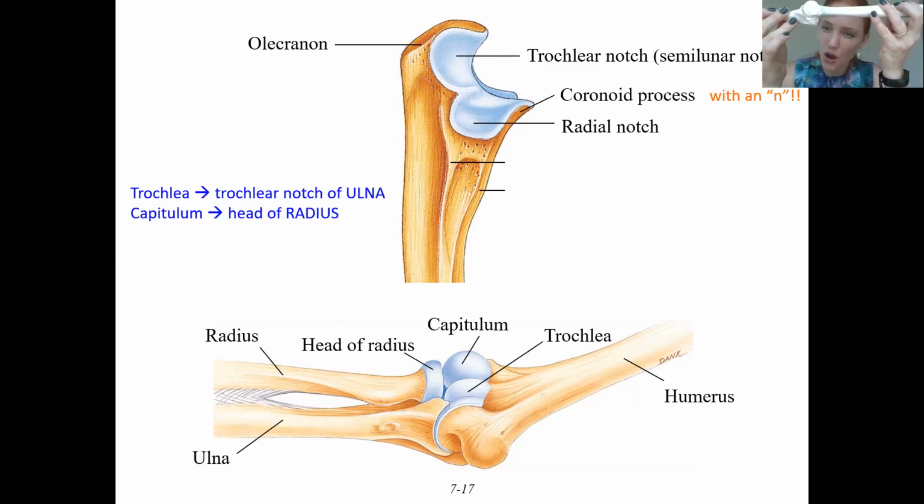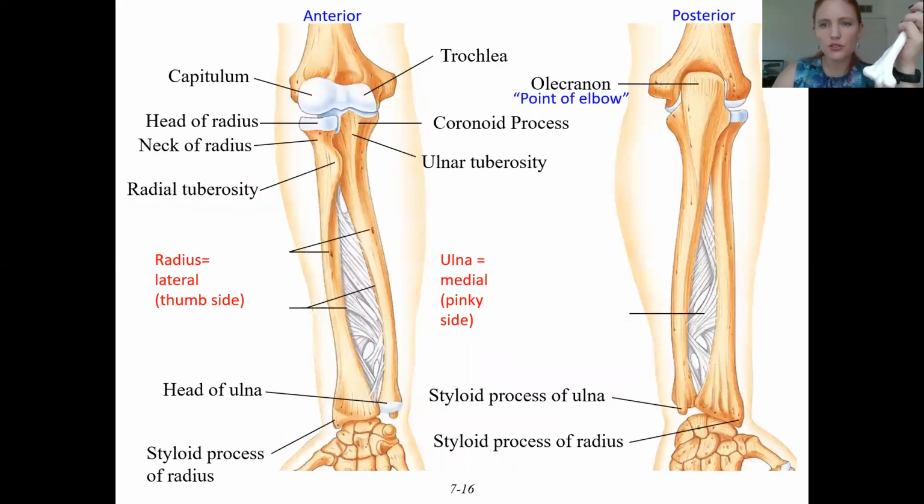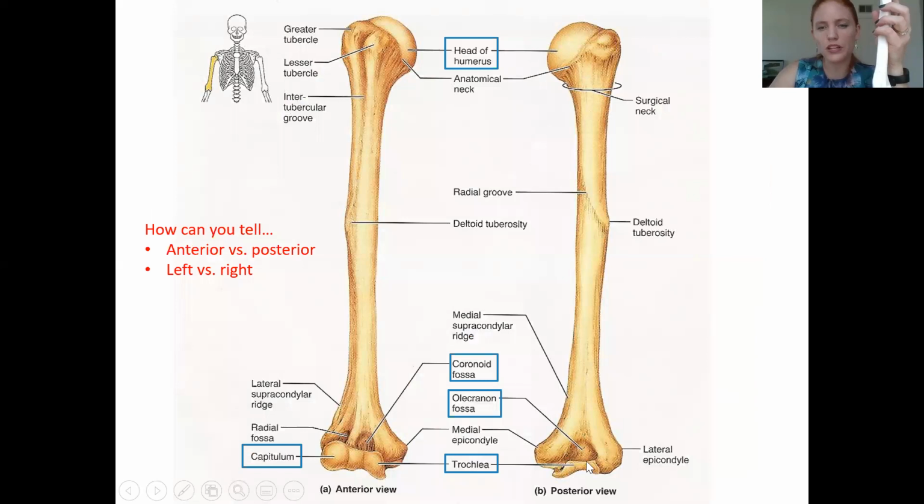And where does it go? It goes into the olecranon fossa. Now your elbow is on the back of your arm, right? Not the front. So that helps me remember that the olecranon fossa, the deep depression there, is going to be on the posterior, the back side of the humerus. So if you see a big deep depression, that's on the back.